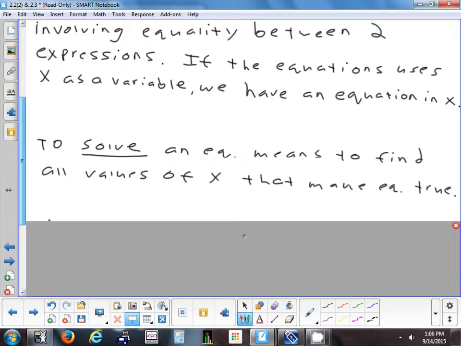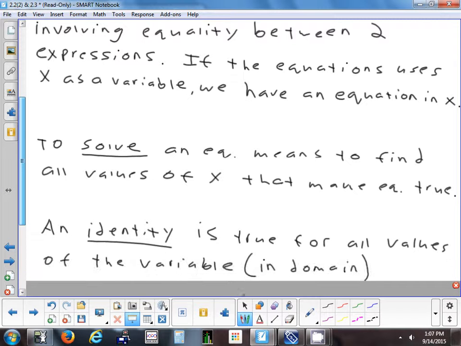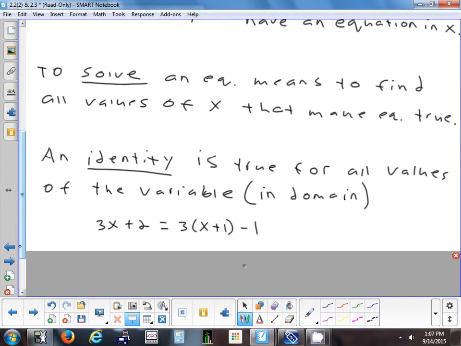Okay, and there's really a few different kinds of equations you can have. One type of equation is an identity. An identity is an equation that is always true. It's an equation that's always true. You can't make it false. Okay, there's an example of an identity.